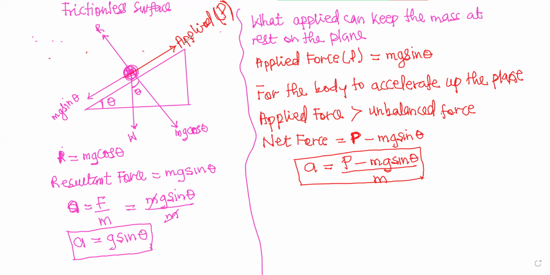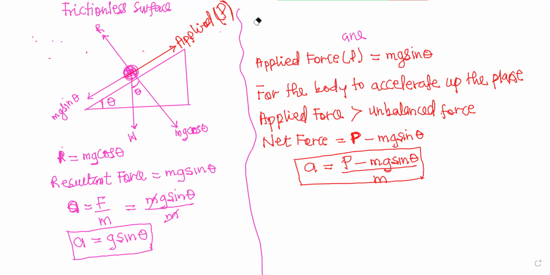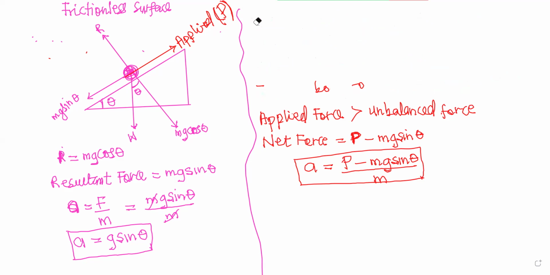This question has to do with the first scenario where there is no applied force in the opposite direction, but only the unbalanced force acts on the body. And don't forget, it is a smooth inclined plane, meaning friction is considered to be very minimal or zero.